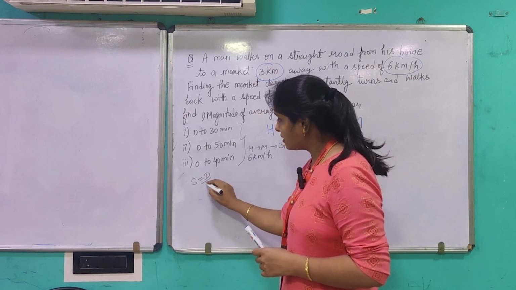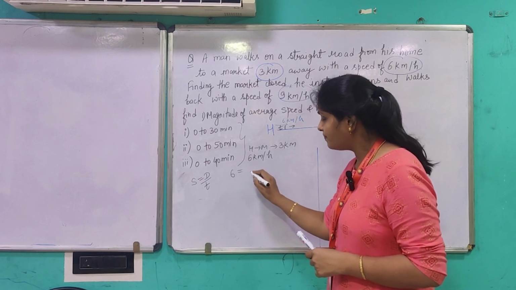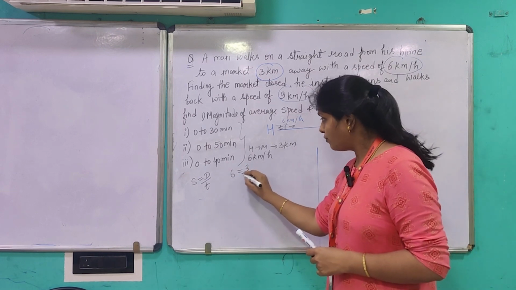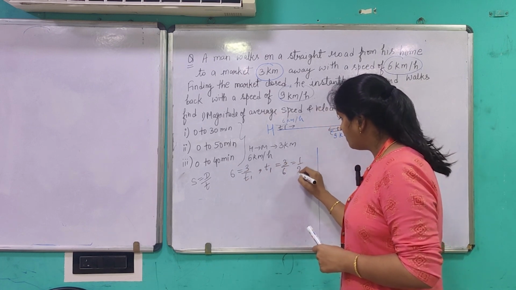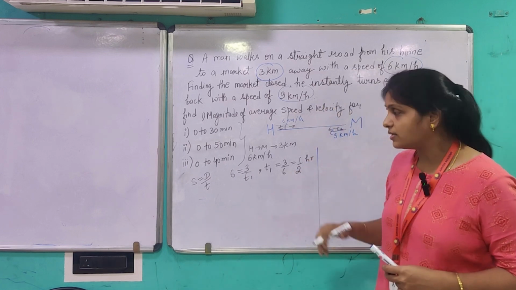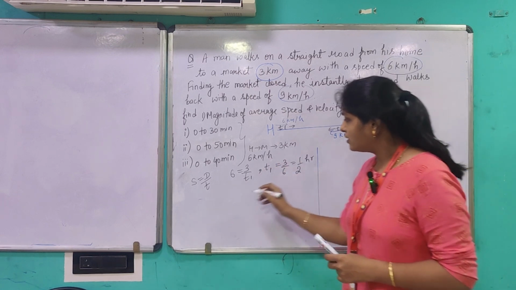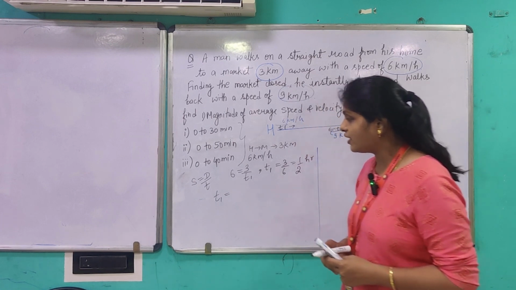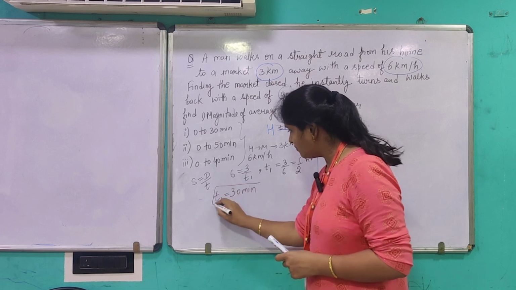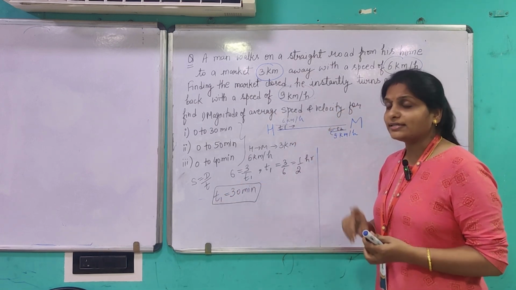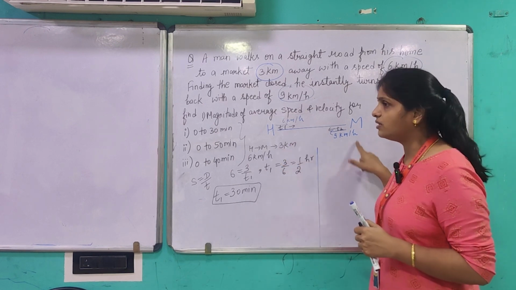What is the formula? Speed equals distance upon time. This is the general formula, and for this we put speed as 6, distance as 3, and time as T1. So T1 will be 3 by 6, that is 1 by 2 hours. Why hours? Because the speed is per hour; we did not convert it to anything else. So T1 is half an hour, which means 30 minutes. So in 30 minutes he covered the 3 kilometer distance, which means he reached the market.